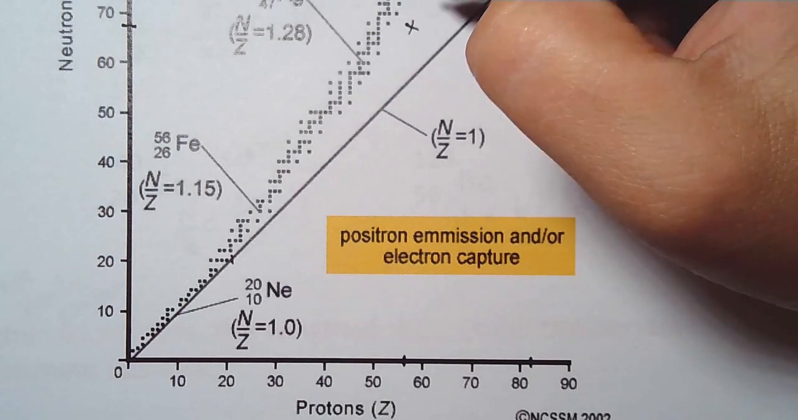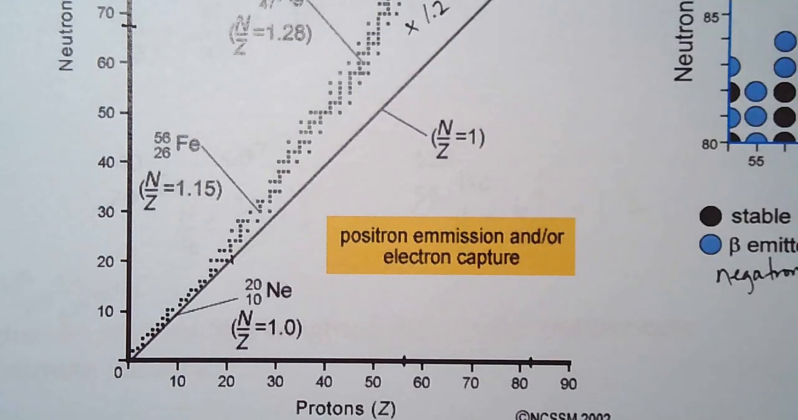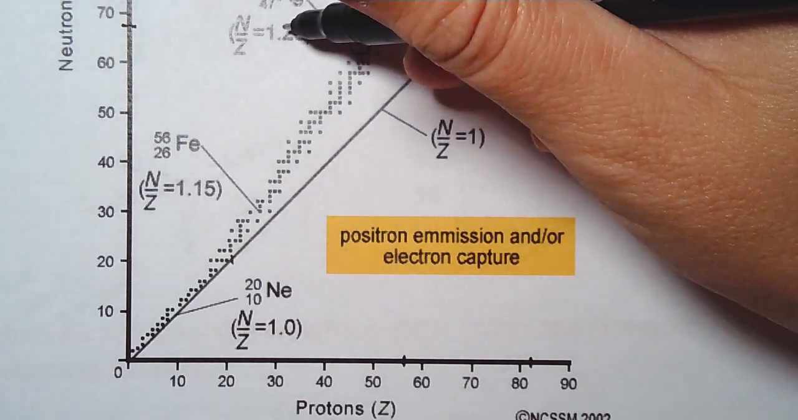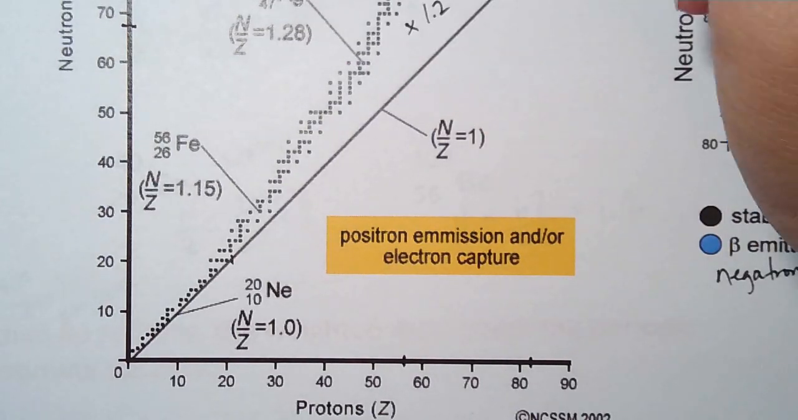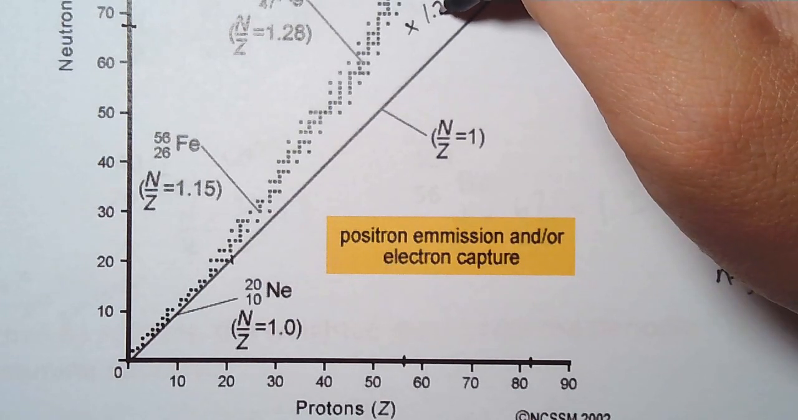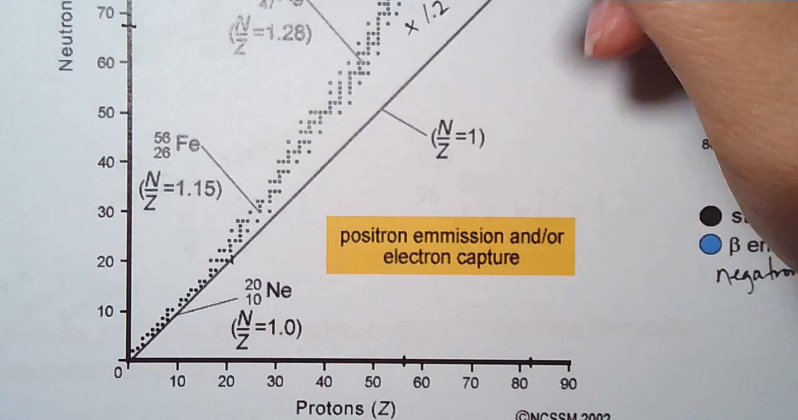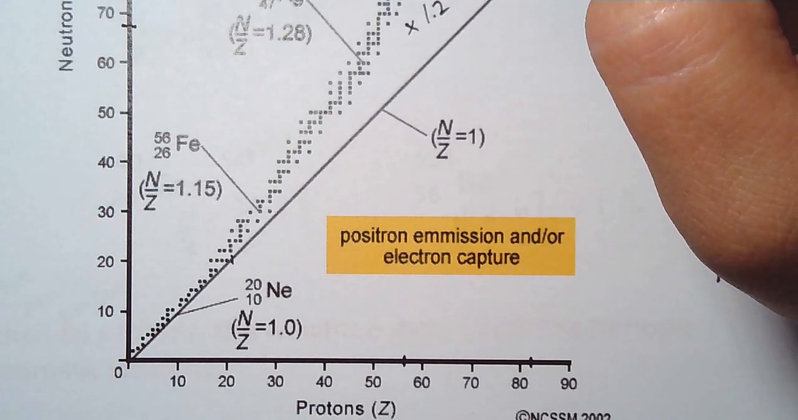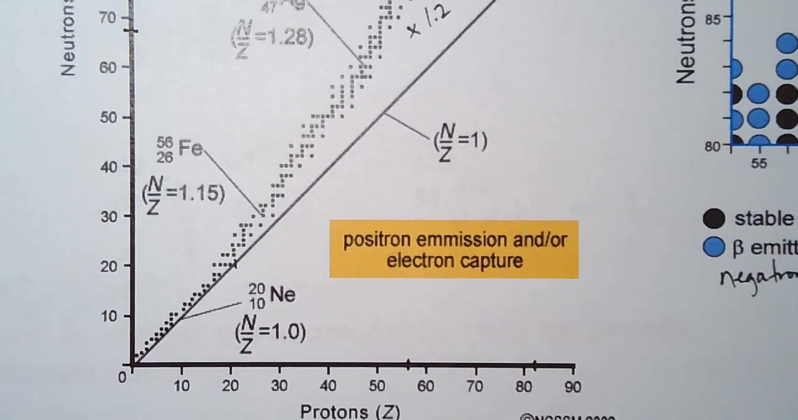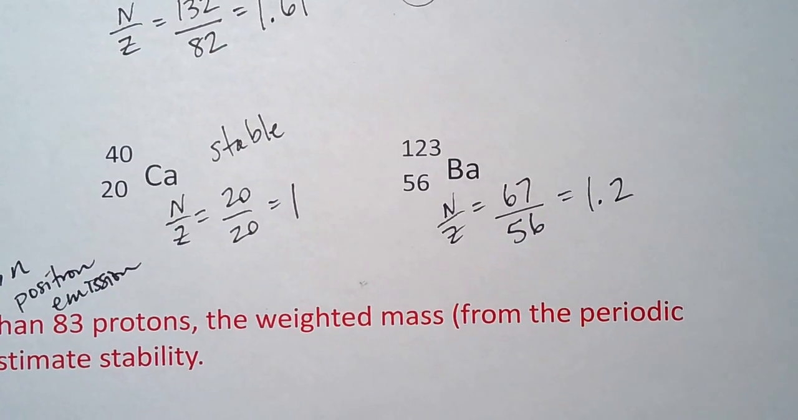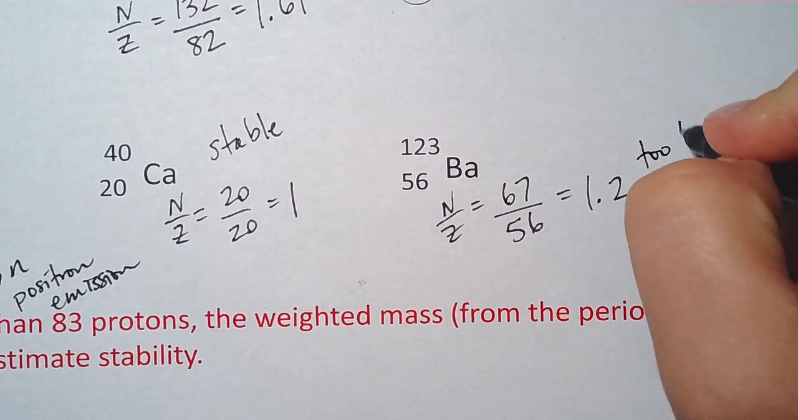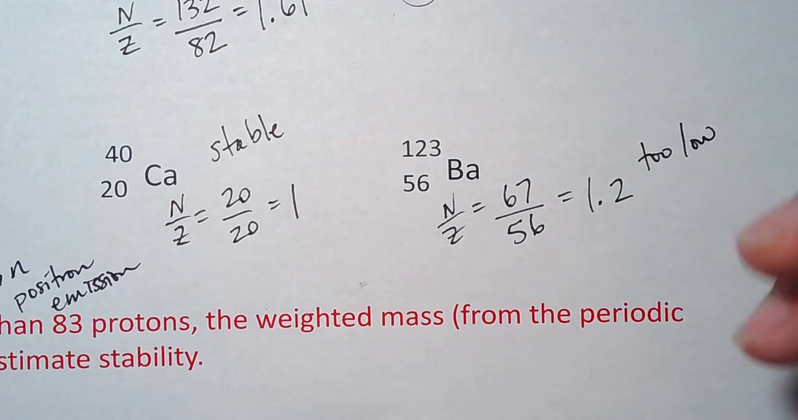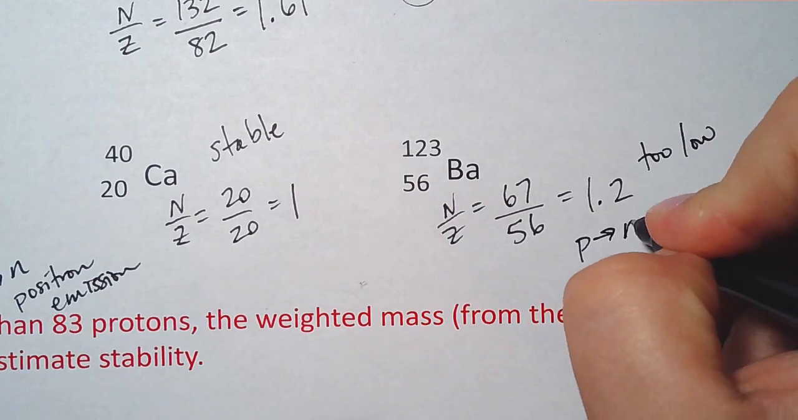So here's silver, which should be 1.28. Having a ratio of 1.2 is a little low. It puts us below the stability line. So this indicates that our NZ ratio here is too low. We don't have enough neutrons for the number of protons we have. So we need to turn some protons into neutrons again, just like we had for neon. That's positron emission.